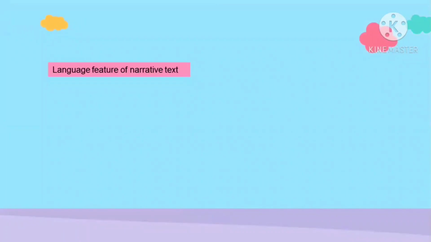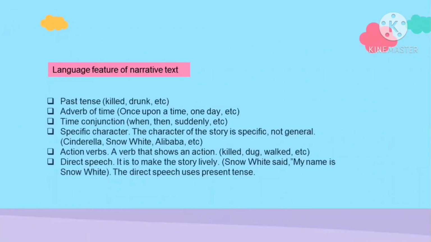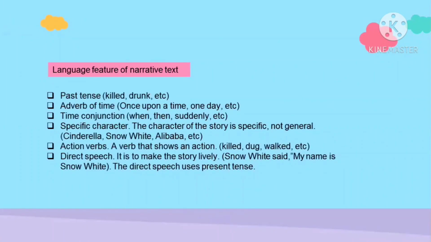Here are the language features of narrative text. In narrative text, we have to use past tense. And there is the adverb of time, for example, once upon a time, one day. And there is also time conjunction, for example, when, then, suddenly. And then the specific character. The character of the story is specific, not general. For example, Cinderella, Snow White, Alibaba, etc.